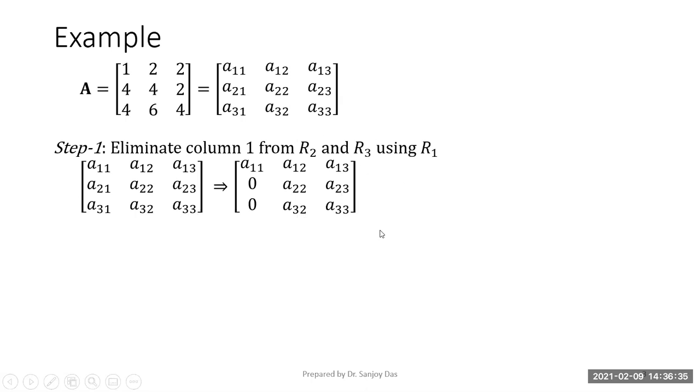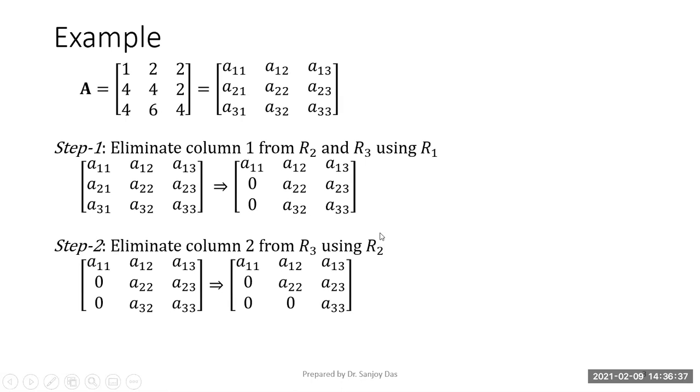Now in step 2, what I'll do is eliminate column 2 from R3. So this is row 3. And I'm going to use row 2 now to eliminate this column 2 below R2. And there's only one row here, R3. So using R2, I'm going to eliminate this A32. Okay, these are the two steps.